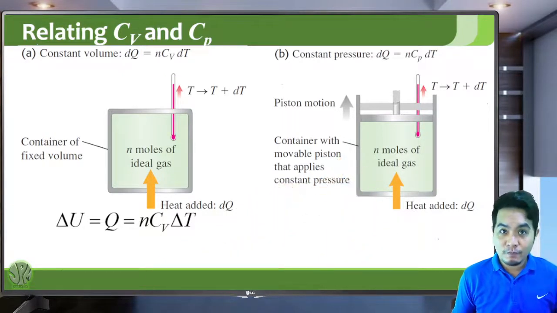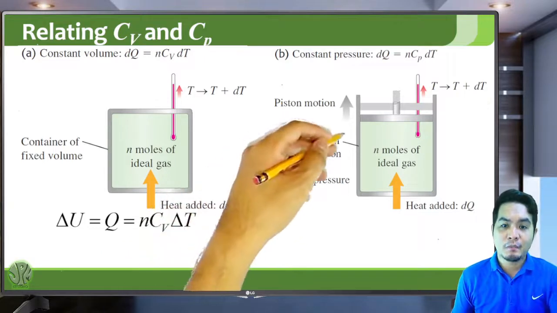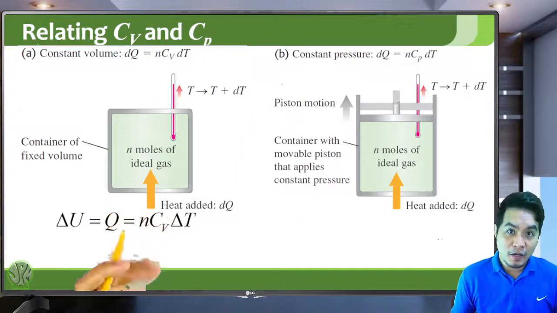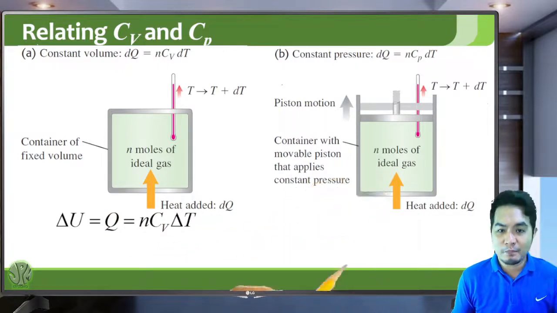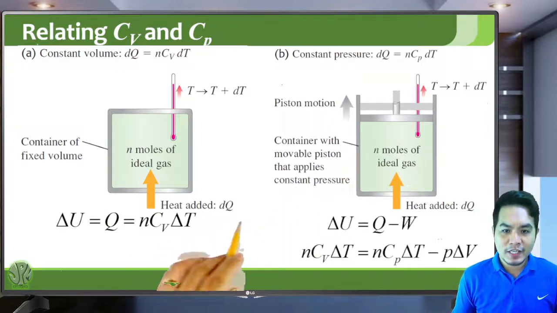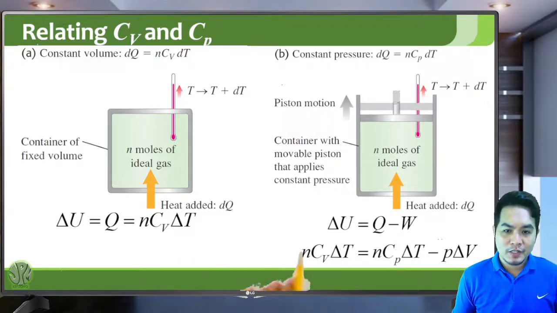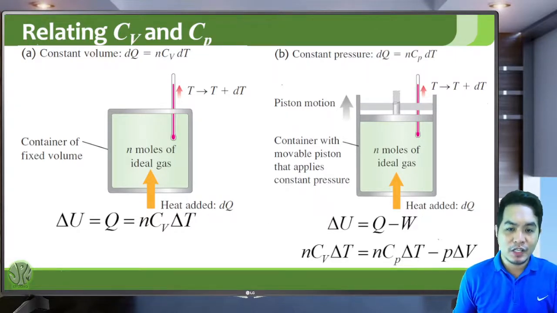Now, if you have a constant pressure process, such as an isobaric process, the pressure is maintained at a certain pressure by letting the gas expand. So you now have an expandable volume. You still have n moles of ideal gas, and in this case, the change in internal energy is just the heat added minus the work. So the heat added here is nCP ΔT at constant pressure, minus P times the change in volume.